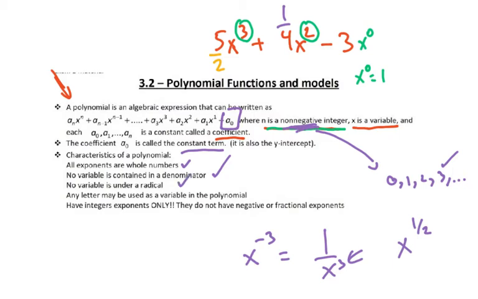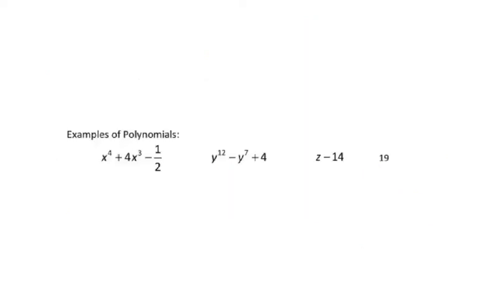Any letter may be used as a variable in the polynomial. In other words, if you had z cubed plus 3z squared, that's still a polynomial. And they can only have integer exponents. These are kind of restating the same thing over and over again. Here are examples, and we can see that these are all okay. Realize that the last one, 19, is the same thing as 19x to the 0.